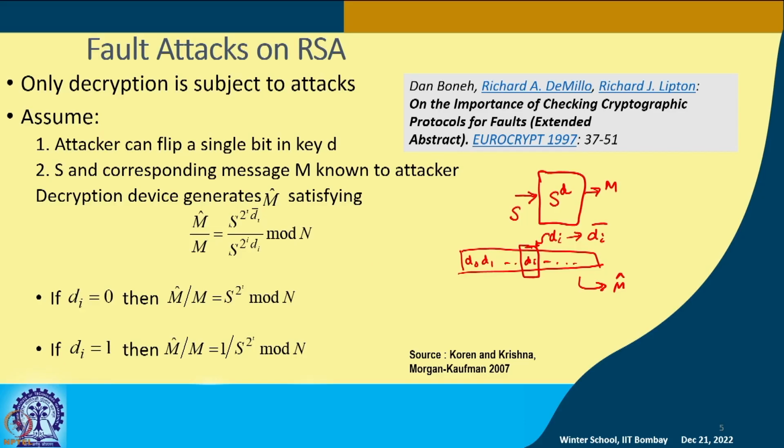So what you can do now is remember that m is nothing but s power of d modulo n, and m hat is nothing but s power of d prime modulo n. This is quite easy, right? Now if you take the ratio of m hat and m, it's not very difficult to see that all the other exponents of d and d hat are the same, except the ith location.